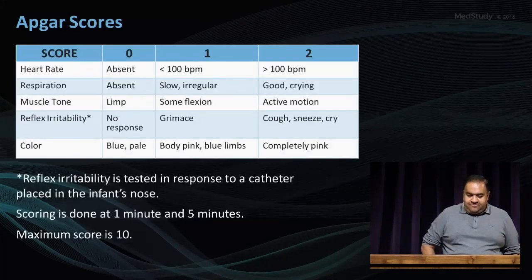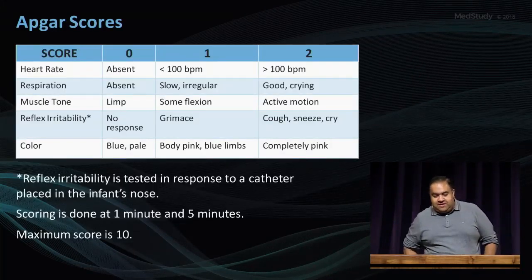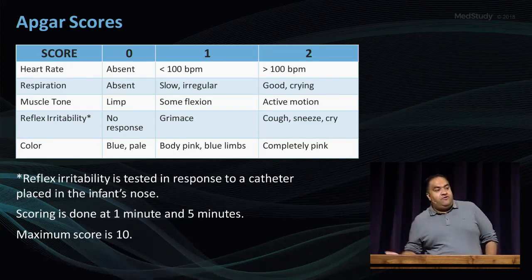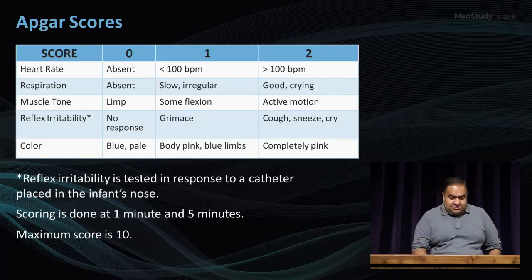All right, so reflex irritability is tested in response to a catheter placed in the infant's nose. Scoring is done at 1 and 5 minutes. If the score is less than 7, then we'll get a 10-minute and maybe a 15-minute and maybe a 20-minute. The maximum score, as I said, is 10.